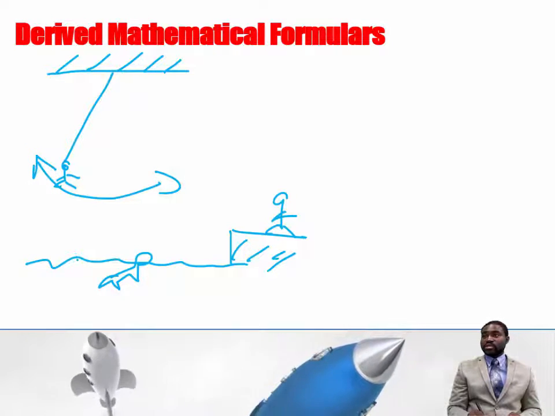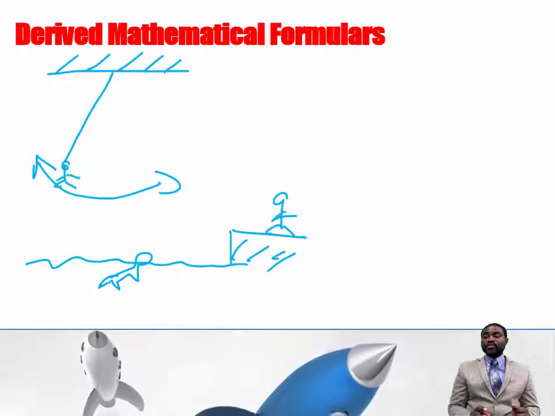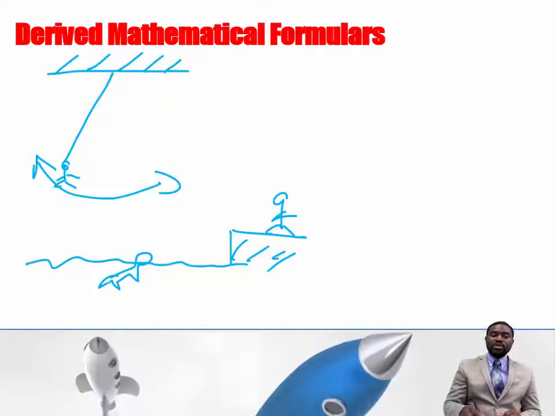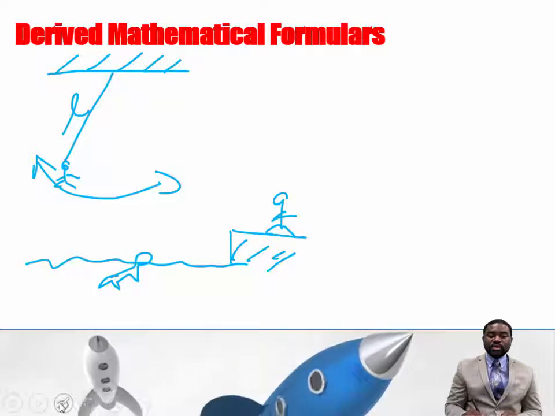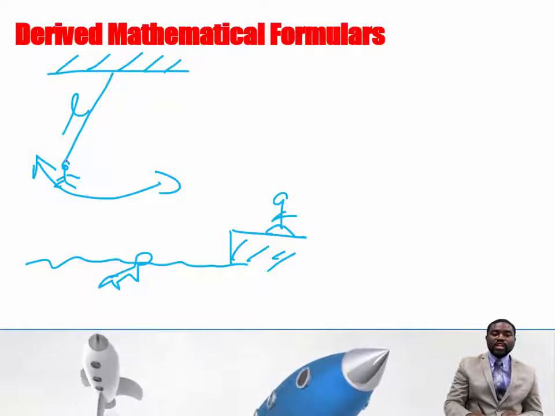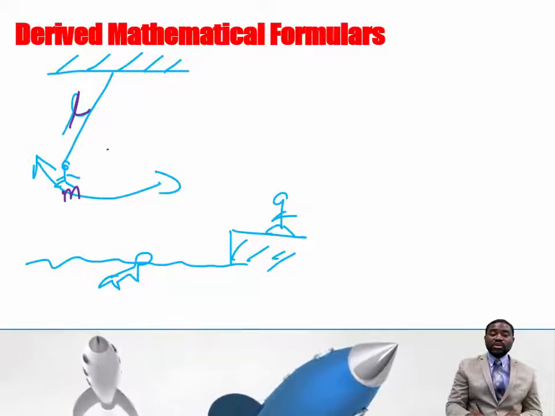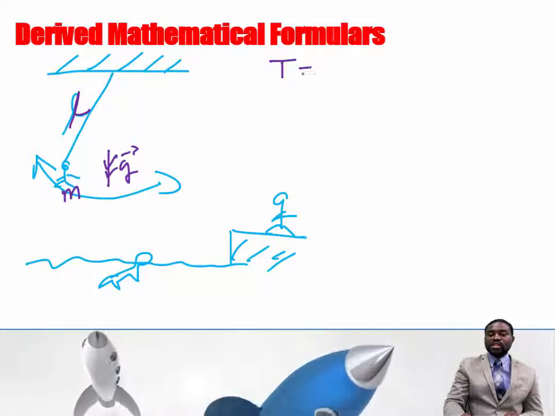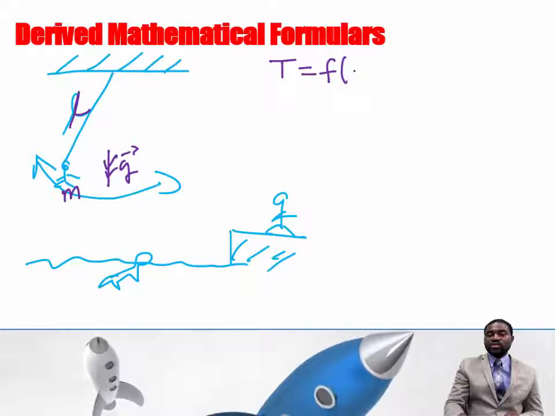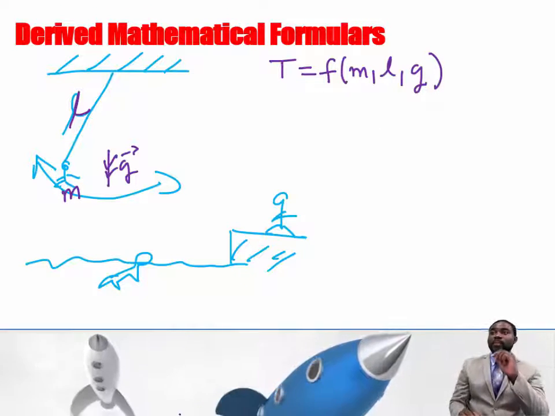And therefore, to do this, you have to look at the situation and determine the variables that will possibly affect the period. We have the length of the rope. We have the mass of Tarzan. Because Tarzan is on Earth, we have the acceleration due to gravity. So possibly, the period of oscillation of that rope depends on the mass, the length, and the acceleration due to gravity.